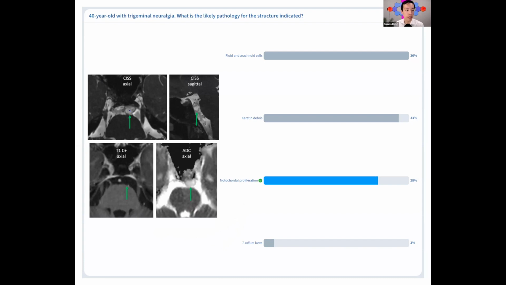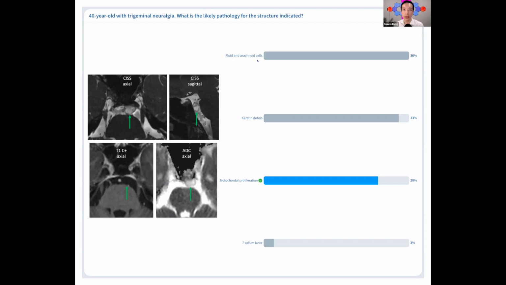Now, there aren't too many lesions here in the prepontine cistern that are essentially not contrast enhancing and very high signal intensity with facilitated diffusion, the most prototypical of which are notochordal remnants, the benign version of which is called ecchordosis physaliphora, and the malignant version of which is chordoma.